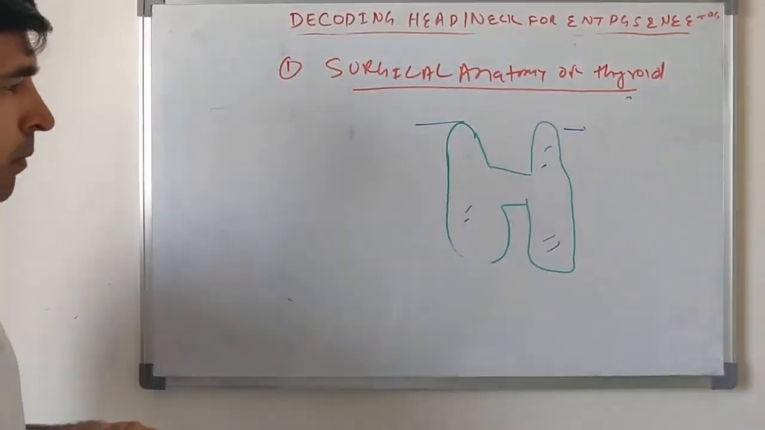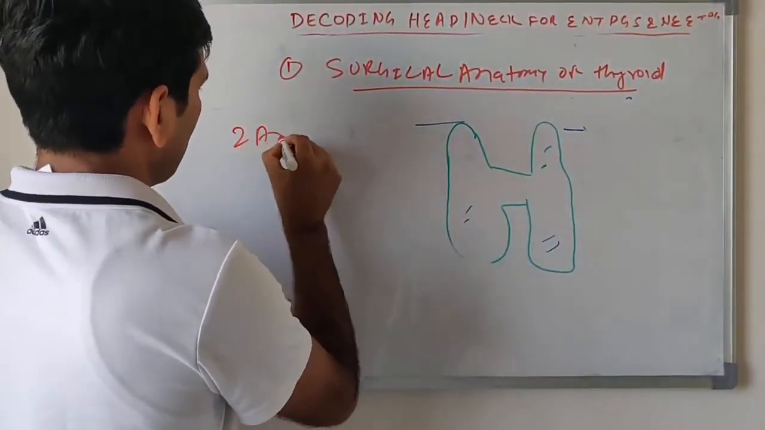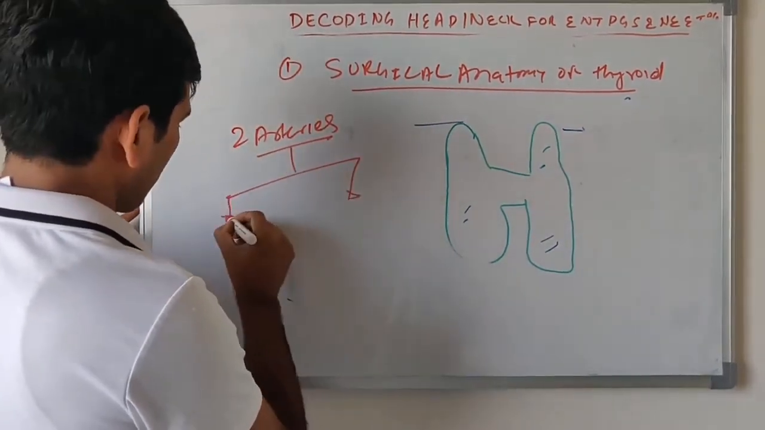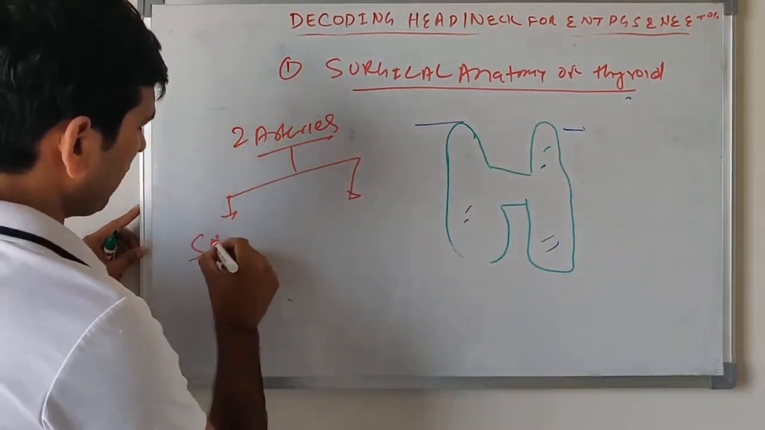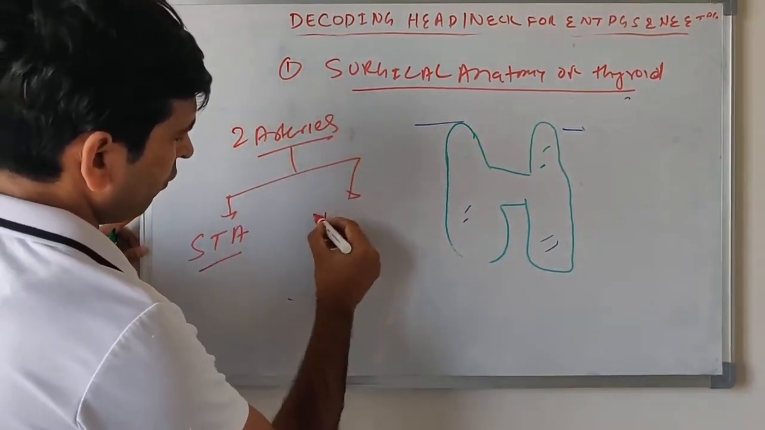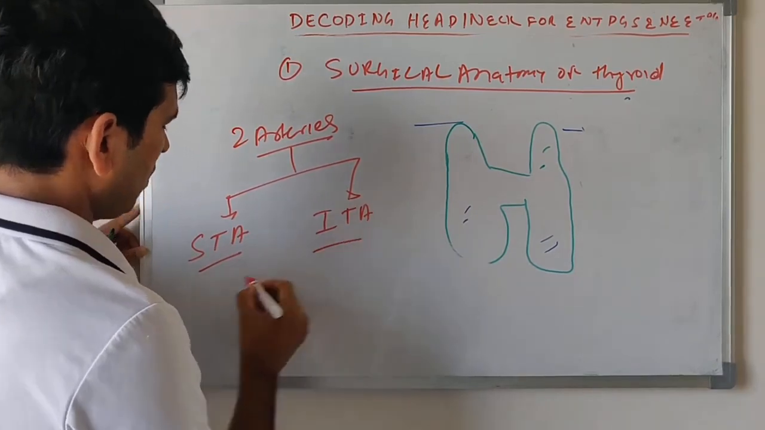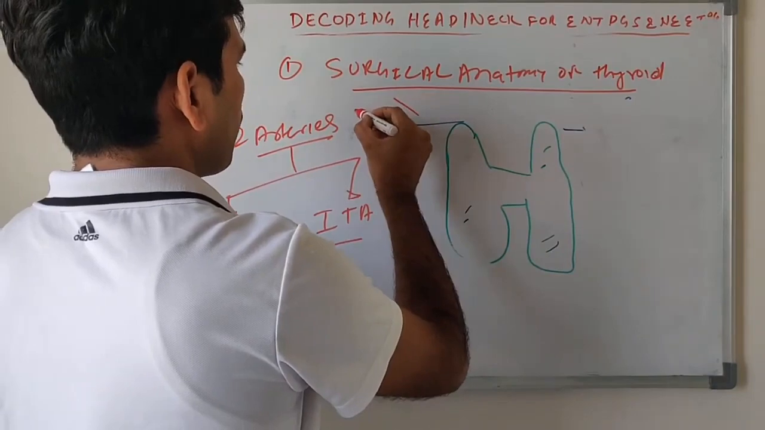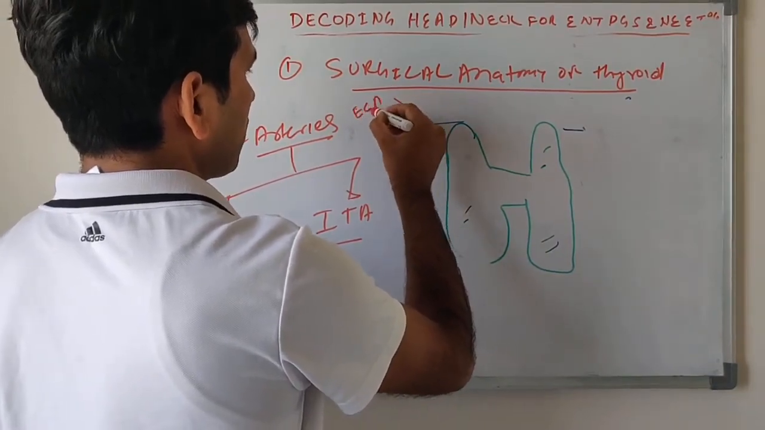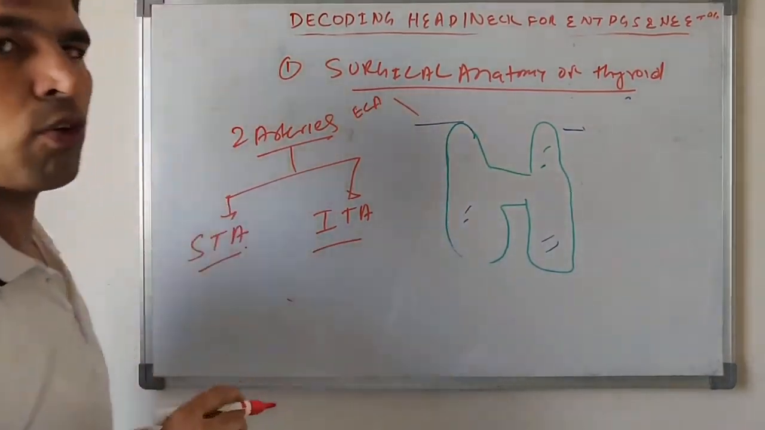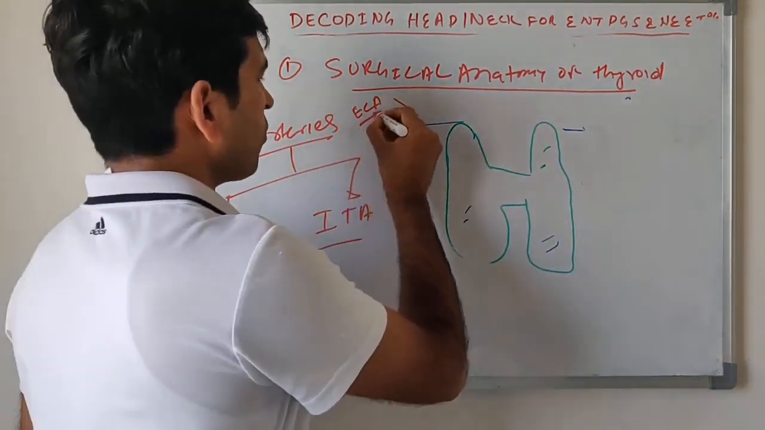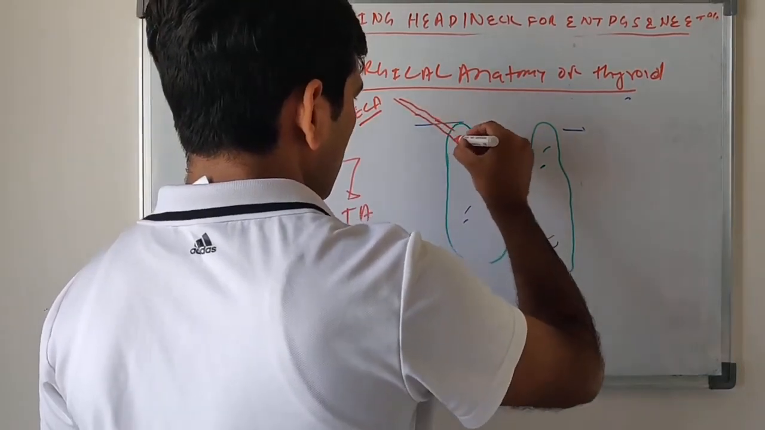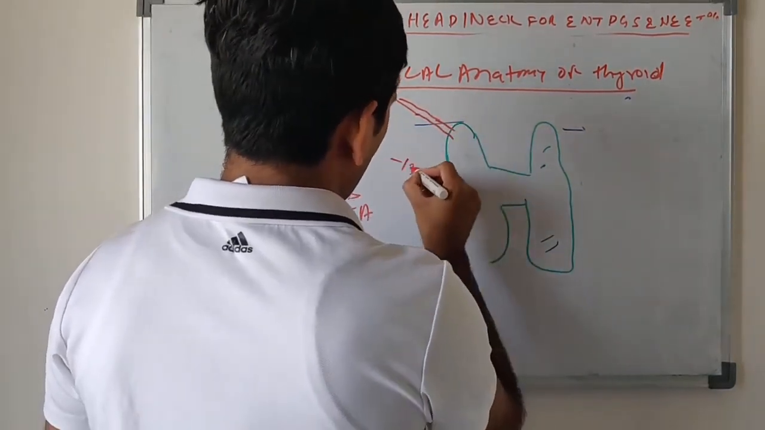Thyroid is supplied mainly by two arteries, the superior thyroid artery and inferior thyroid artery. The superior thyroid artery comes from the first branch of the external carotid artery. It supplies from the apex to the upper one third.